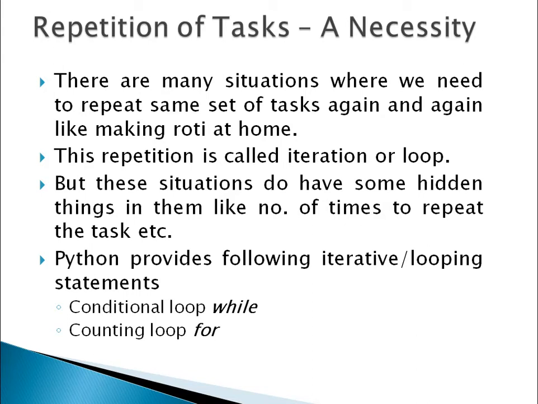So Python provides two types of looping statements. First one is called while, second one is for. The while loop is a conditional loop, whereas the for loop is a counting loop. The while loop depends upon a particular condition, whereas the for loop depends upon the counting, the number of times.